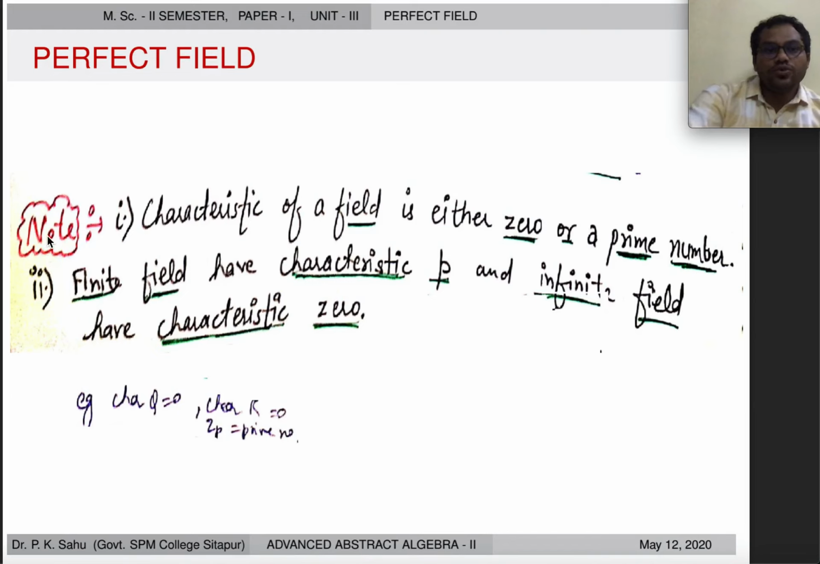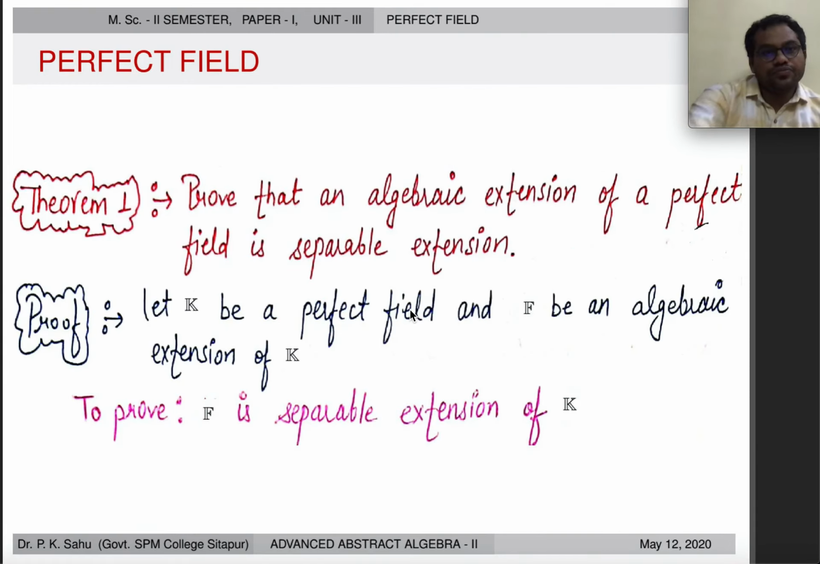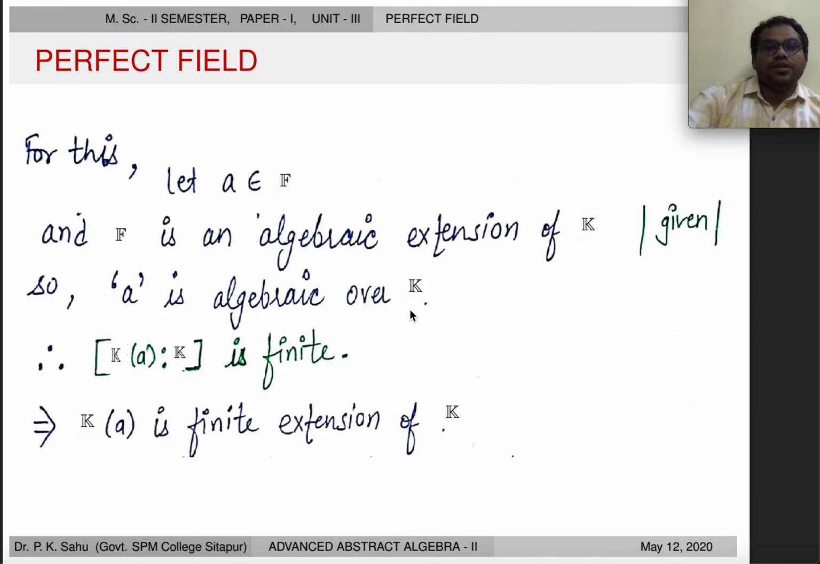So there are two remarks: the characteristic of a field is either 0 or a prime number, and a finite field has characteristic p while an infinite field has characteristic 0. Now there is a theorem which says that an algebraic extension of a perfect field is a separable extension. Let us assume that K is a perfect field and F is an algebraic extension of the base field K. Then we have to prove F is a separable extension of K.